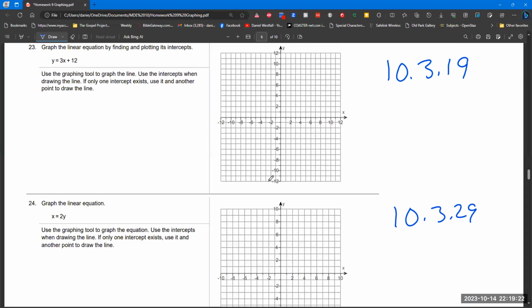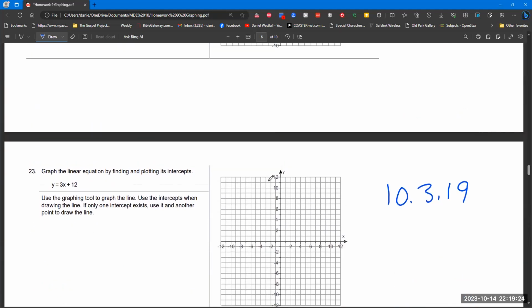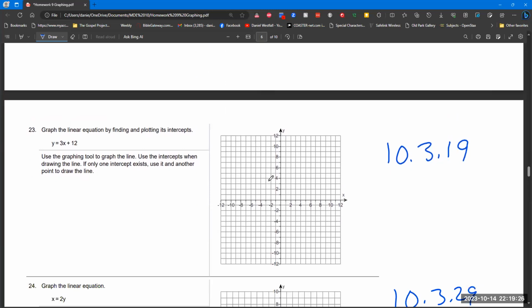We've got just a few more here. Now, this one is solved for y already. So I'm going to move the x over to the other side. When y is 0, x is -4. When x is 0, y is 12.